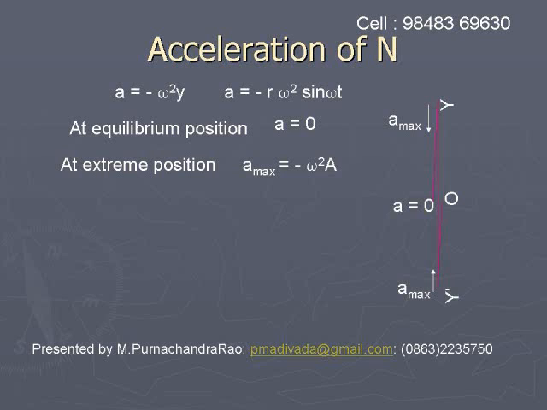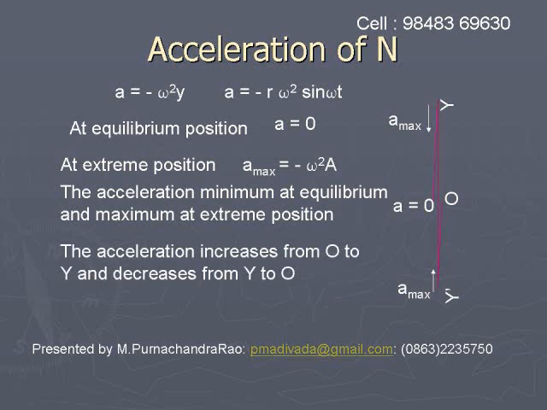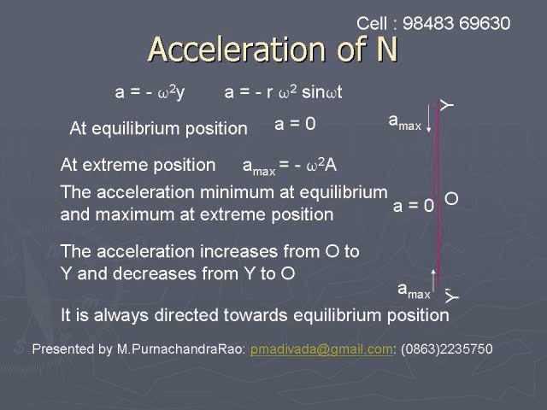When it is at an extreme position at y, then acceleration will be equal to minus omega square y. If you take the amplitude as A instead of y, it becomes a maximum is equal to minus omega square A. This is the maximum acceleration. So acceleration is 0 at equilibrium position and it is maximum at extreme positions. So the acceleration will be increasing from O to y and decreasing from y to O, that is in magnitude. But its direction is always towards O.